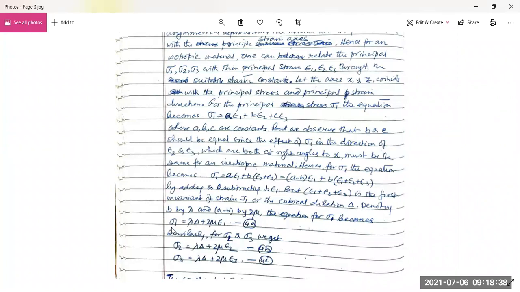So the stress will reduce to the form sigma 1 is equal to lambda into delta plus 2 into mu into epsilon 1 itself. Similarly, for the other principal stresses sigma 2 and sigma 3, we get the same form. So we got the three equations, sigma 1, sigma 2, sigma 3, from this explanation itself.